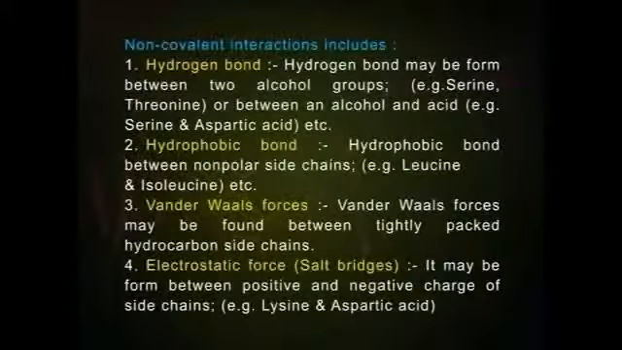Non-covalent interactions include hydrogen bonds. A hydrogen bond may be formed between two alcohol groups, for example serine and threonine, or between an alcohol and an acid, for example serine and aspartic acid, etc. Number 2, hydrophobic bond. The hydrophobic bond may be formed between nonpolar side chains, for example leucine and isoleucine.